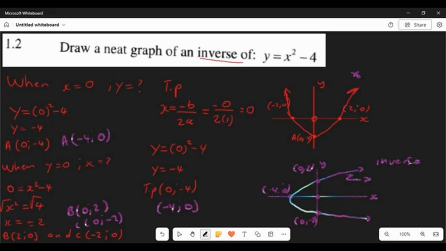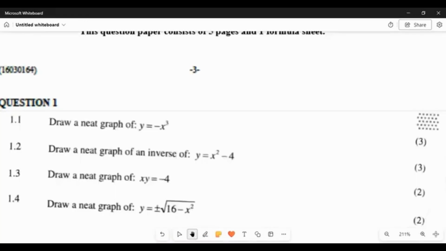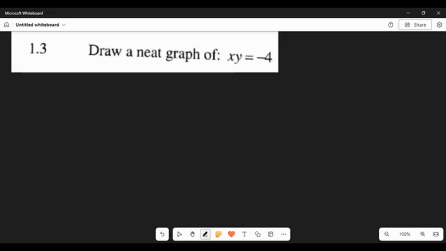Alright guys, we are done with 1.2. How about we do 1.3? Now let's look at 1.3. This is our 1.3 here. Also here they want us to draw a graph. So how about I copy this question, paste it somewhere where there is space, and solve it. We are given this question. They want us to draw a neat graph of xy = -4.